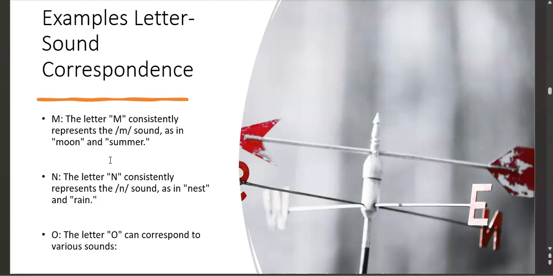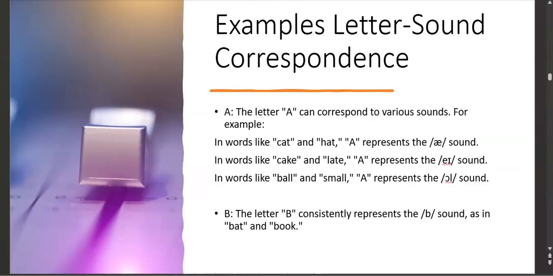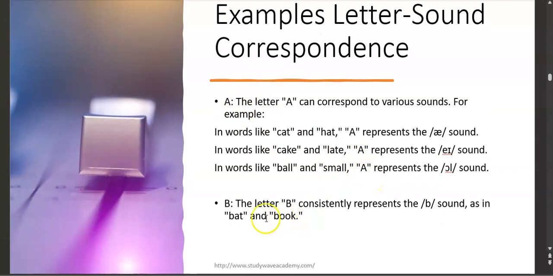Now, I want us to go back and look at these examples and say it along with me. So you repeat after me. Letter A, sound A. Letter A, sound O. Let's move on to another one.